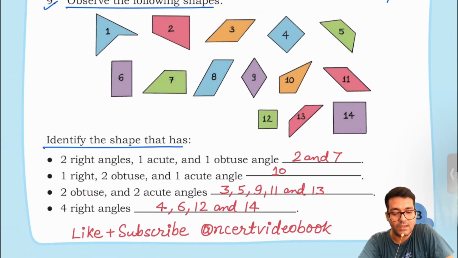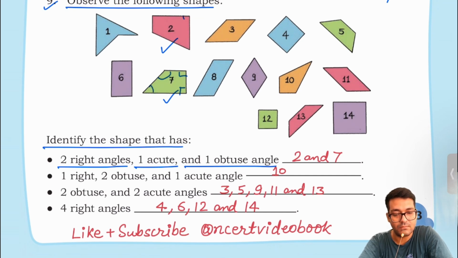Identify the shape that has 2 right angles, 1 acute angle and 1 obtuse angle. The shape 2 and 7 has 2 right angles, 1 obtuse angle and 1 acute angle. You can see it here. 1 right, 2 obtuse and 1 acute angle. The shape 10 has 1 right angle, 2 obtuse angles and 1 acute angle.